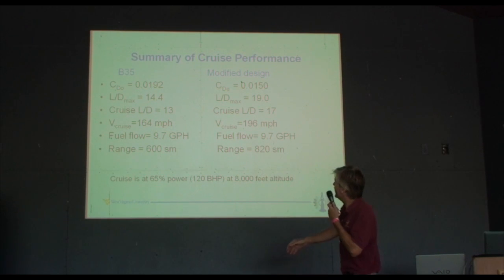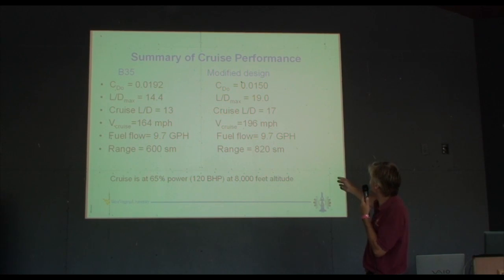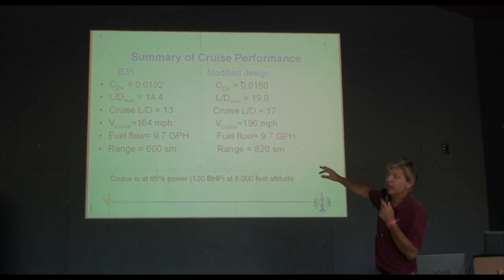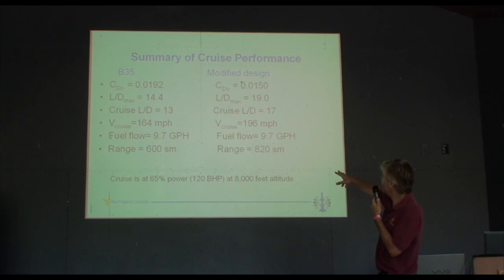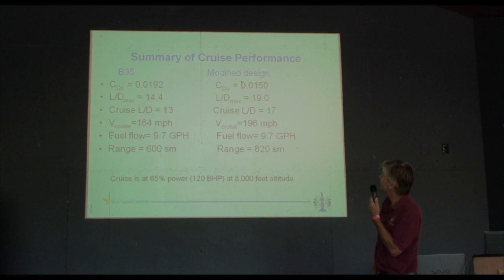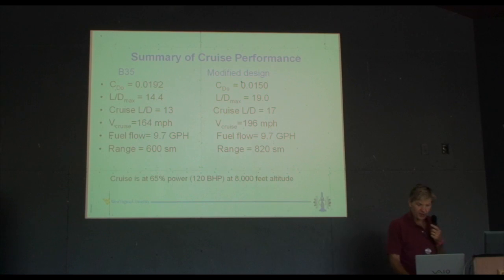But our L over D max is 19. We're at 17, 196 miles an hour, just shy of 10 gallons an hour. And our range, because of that, is now 820 statute miles, and originally it was 600 statute miles. And those are the final performance numbers, CD 0.0150.